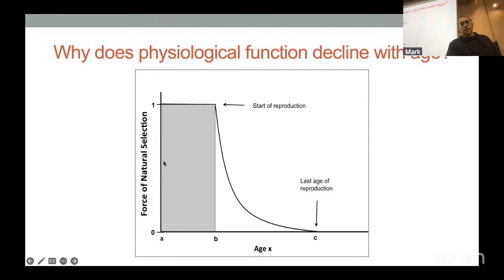On this plot, on the y-axis we have the force of natural selection acting on a given individual in a population, and on the x-axis we have different ages. The idea is that prior to the start of reproduction, natural selection is acting at full power. After that, there's a decline in the force of natural selection acting on those individuals. To give a simple example of why this logic works, imagine a dominant, lethal mutation whose effects were felt during infancy. That allele has no ability to get into the next generation because individuals are going to die before it can be passed on, right?